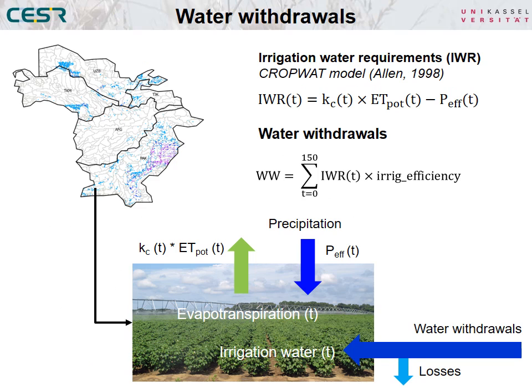Then in the second step, water withdrawals for each raster cell where a specific crop is grown are calculated.